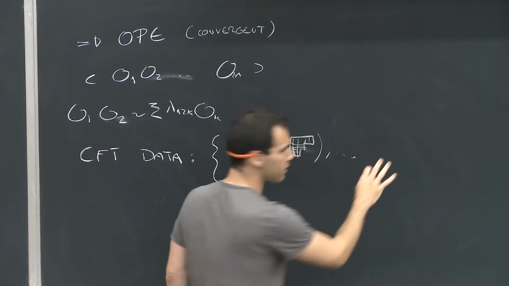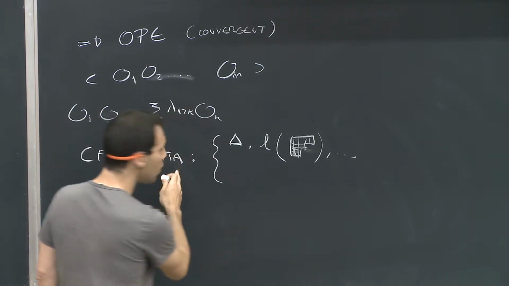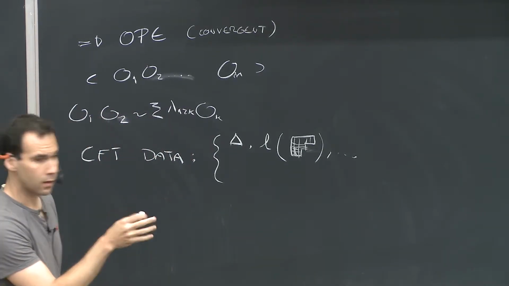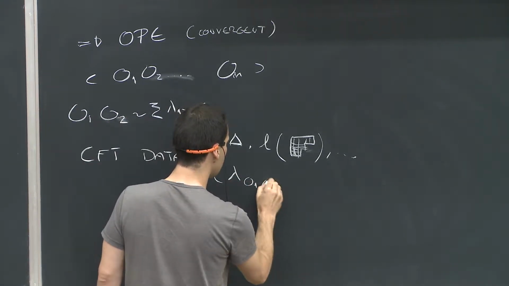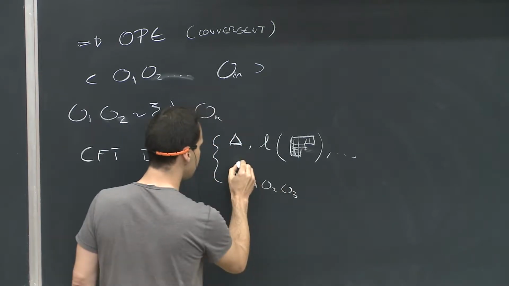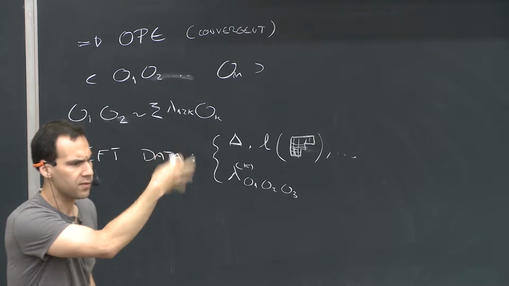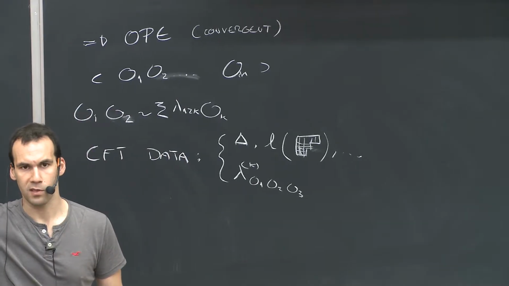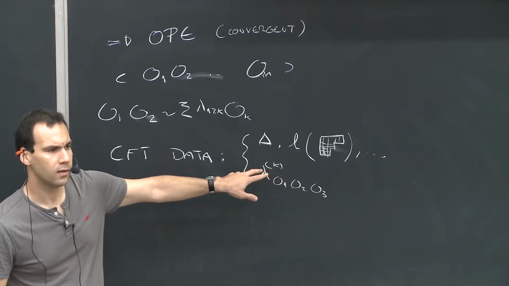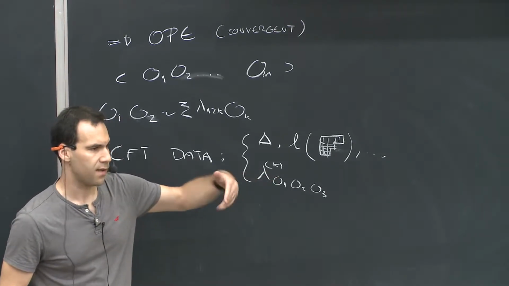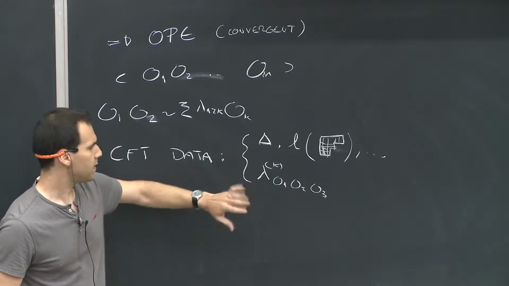So you need to know all these quantum numbers. You need to know the spectrum of operators in your theory. And then you need to know how they couple. Okay? So given three operators, you need to know these lambda O1, O2, O3, and in general there could be multiple OPE coefficients, because the three-point function could have several independent conformally invariant structures. So if it's scalars, there's just one number. But if these operators have spins, then there could be several OPE coefficients. But okay, this is not too important.